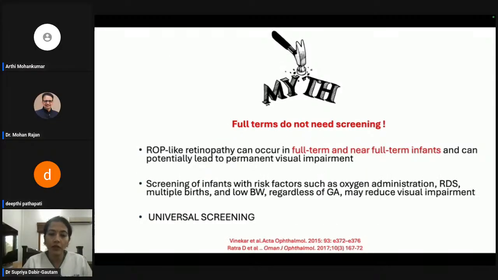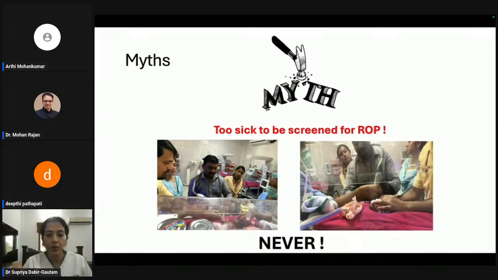Oh, it's a full term. It does not need screening. No, we have seen ROP can occur in full term and near full term infants, and this can potentially lead to permanent visual impairment. We've seen risk factors such as RDS, multiple birth weights, low birth weight, regardless of their gestational age, and hence universal screening should be the norm in the future.